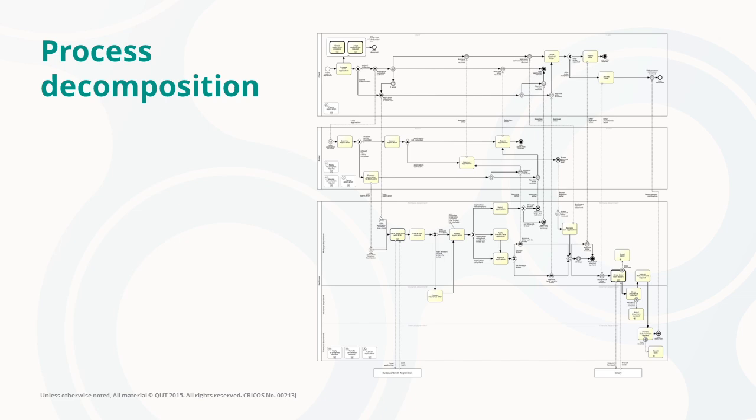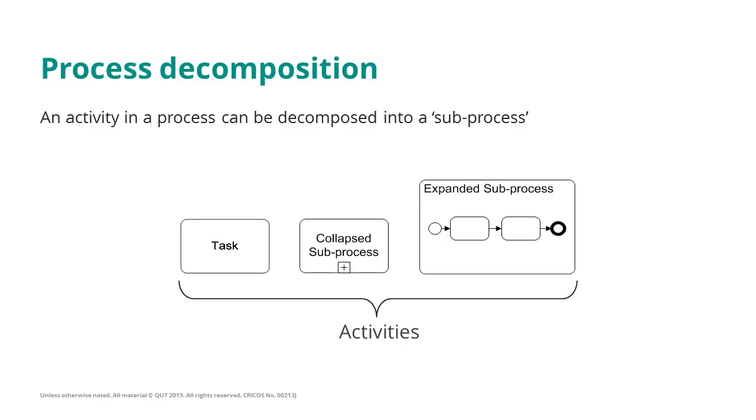BPMN provides a mechanism to tackle this problem by means of decomposing a model into different levels of abstraction, from a higher level one to a more detailed one. So this is achieved through a construct called subprocess. So far we've seen that with rounded boxes we represent activities, so things that are actively performed as part of a business process that take time and consume resources.